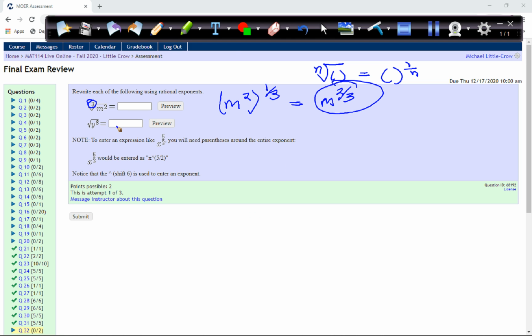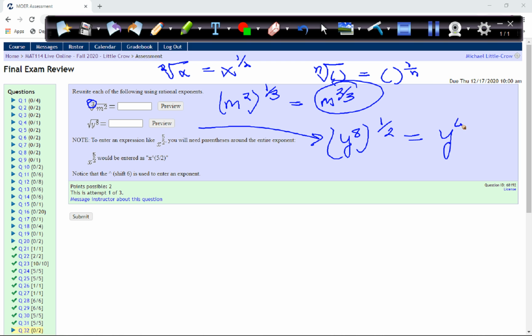Now, when there is no index, so just the square root by itself, it's actually a 2. Square roots have a 2 power there, so that would be something to the 1/2 power. So for this one, we're going to get y to the 8th raised to the 1/2 power, and again, you multiply 8 times 1/2. 8 divided by 2 is 4, so we get y to the 4th power.